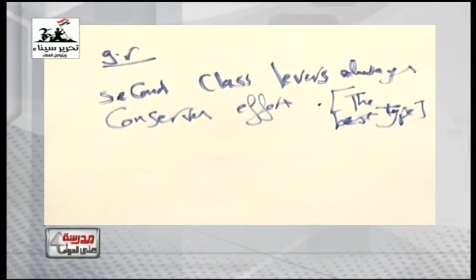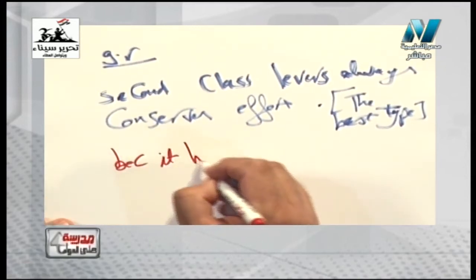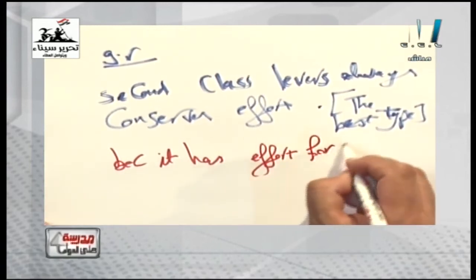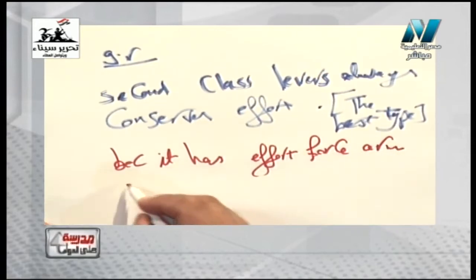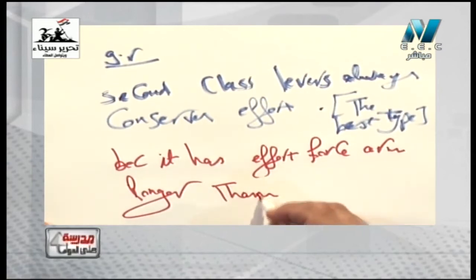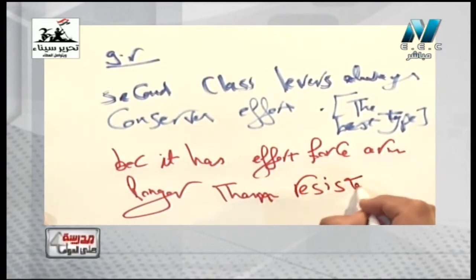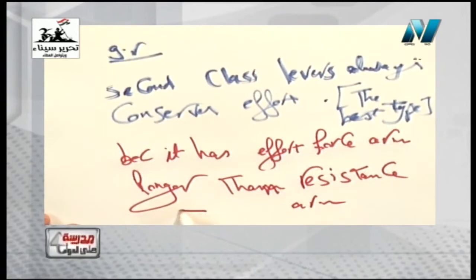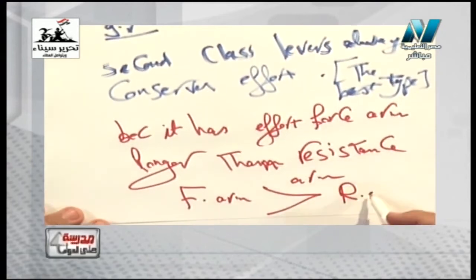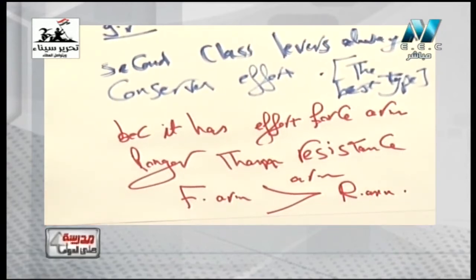Why? Second class lever is always the best type because it has the condition we mentioned more than once: it has effort force arm longer than, or greater than, the resistance arm. So it always has F arm longer than the resistance arm. That is why we call it the best type. The best type of lever is the second class lever because it has effort force arm longer than the resistance arm.